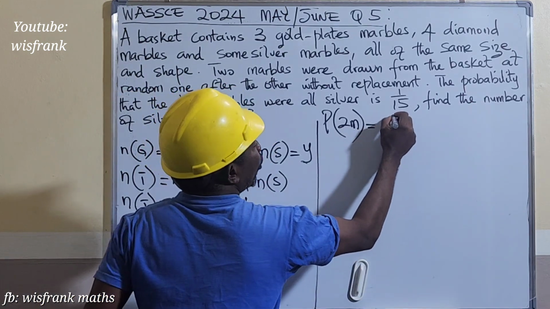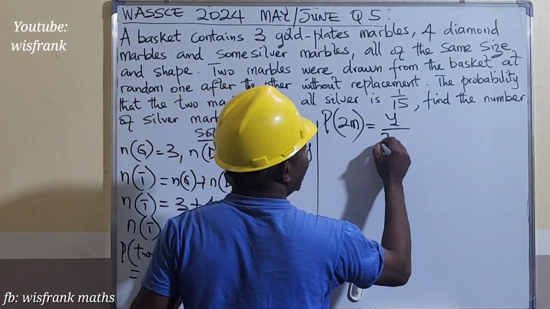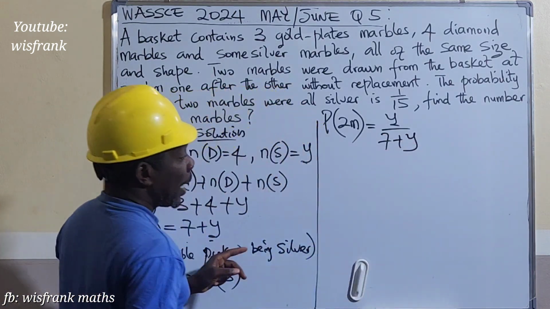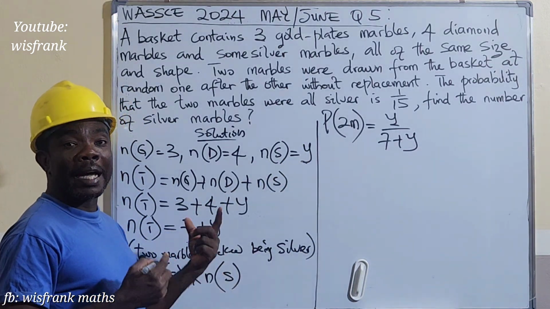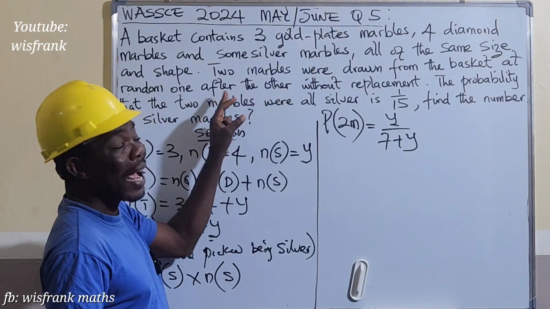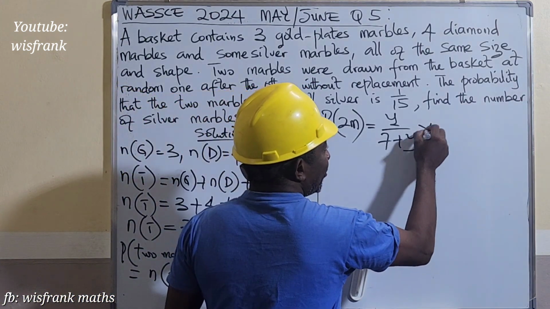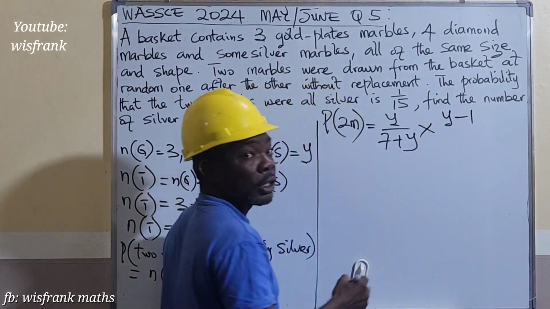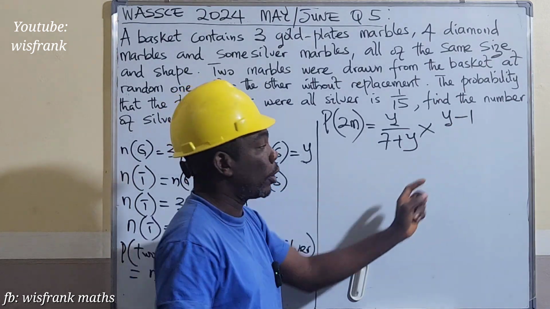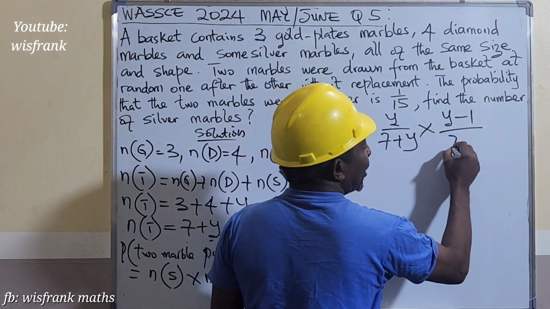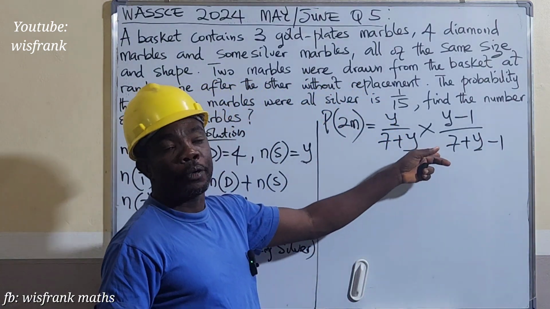The outcome is going to be Y over the total outcome, which is 7 plus Y. That is for the first marble, which is silver. If we pick another one, we still have silver, because it is drawn at random, one after the other, without replacement. So this will become times Y minus 1, because the first one is picked without replacement. It's going to be minus 1 for the first one. Then the total outcome is going to be 7 plus Y minus 1.